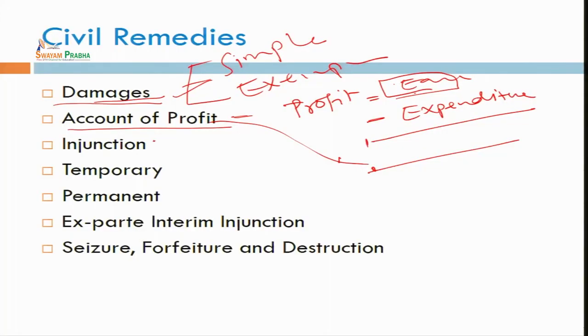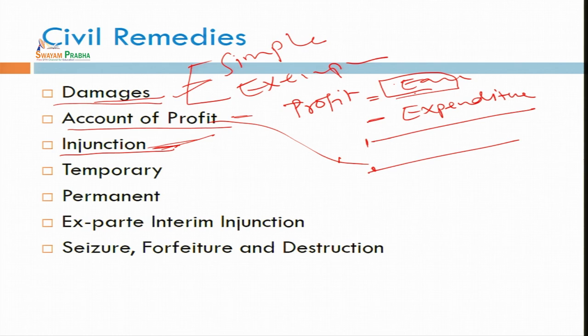Next, the type of civil remedy is injunction. We can say injunction is restraining someone from doing a further act. We can go for two types of injunctions. In copyright, there are so many types of injunction we have already discussed. Mareva injunction is there, John Doe is there, and dynamic injunction is there.